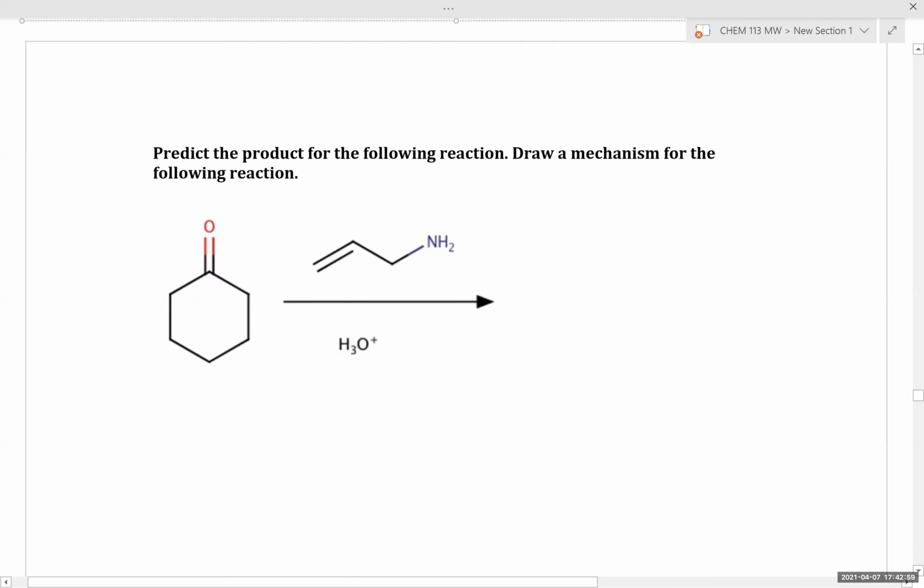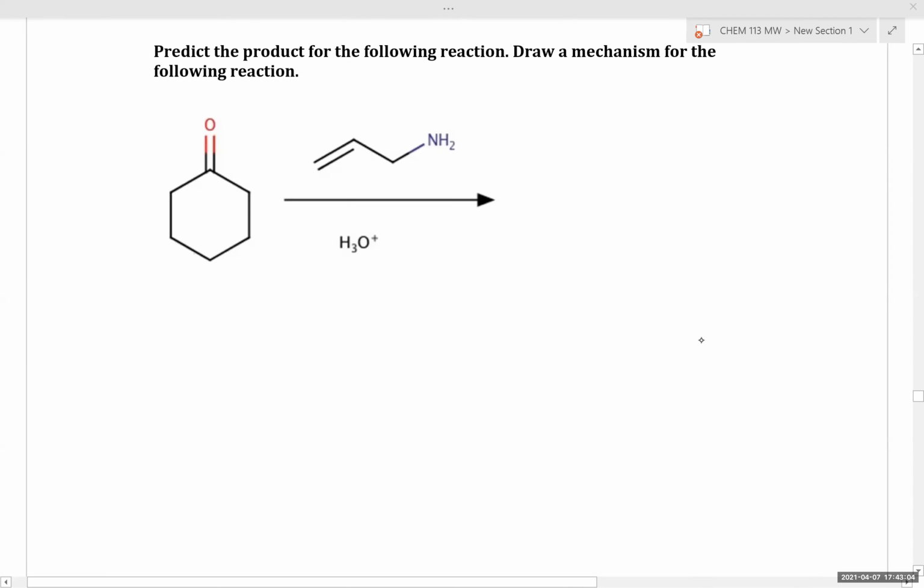And let's try to apply what we've learned here. In this case, we're asked to predict the product of the following reaction and then draw a mechanism for the following reaction. So in this case, we have a ketone and an allylamine, and we have trace amounts of acid. So what product will we observe? And most importantly, what is the mechanism for the formation of this product? Keeping in mind that this amine is a primary amine.